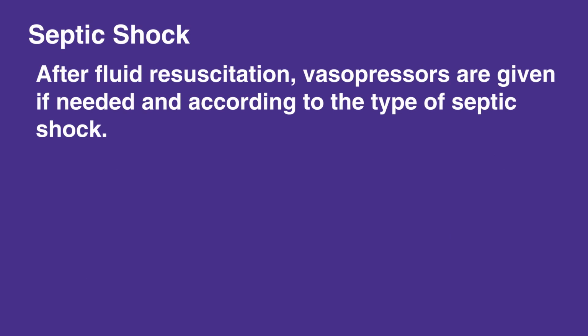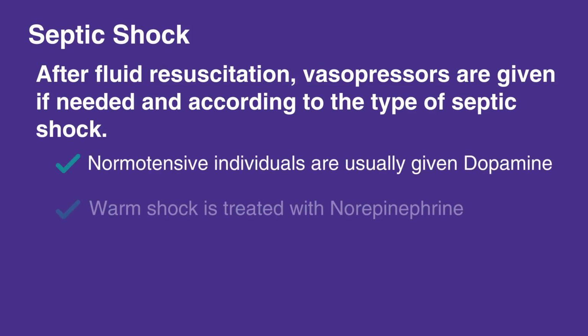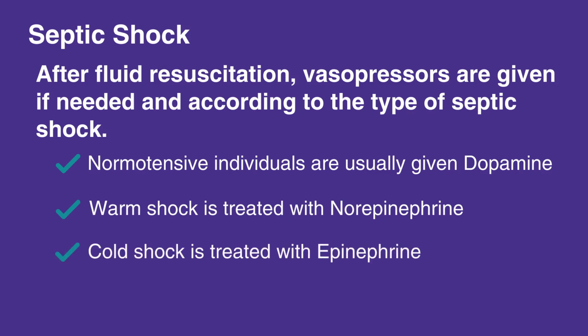After fluid resuscitation, vasopressors are given if needed, and according to the type of septic shock. Normotensive individuals are usually given dopamine, warm shock is treated with norepinephrine, and cold shock is treated with epinephrine. Transfusing packed red blood cells to bring hemoglobin above 10 grams per deciliter treats decreased oxygen carrying capacity. As blood cultures return, focus antibiotic therapy to the particular microbe and its resistance patterns.